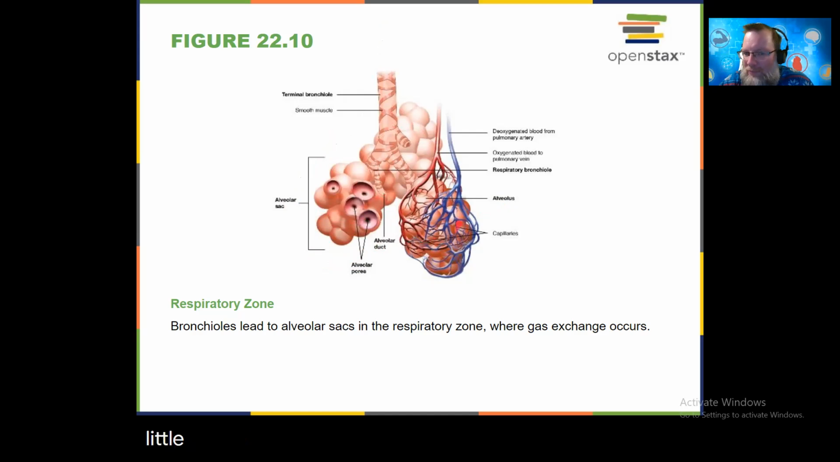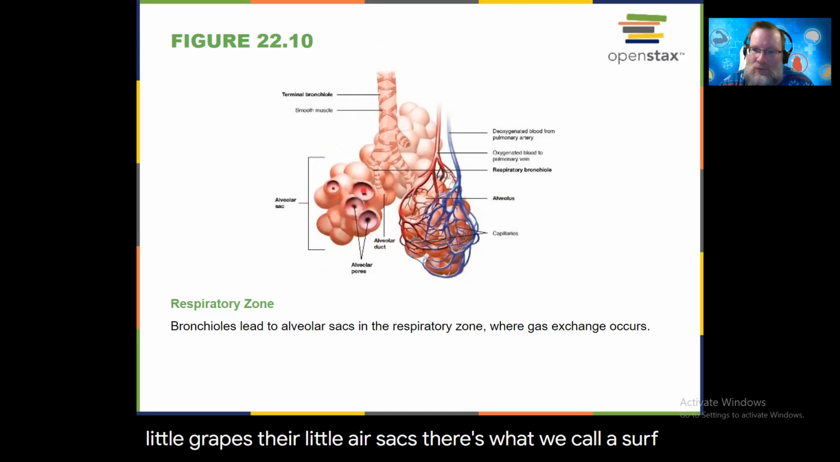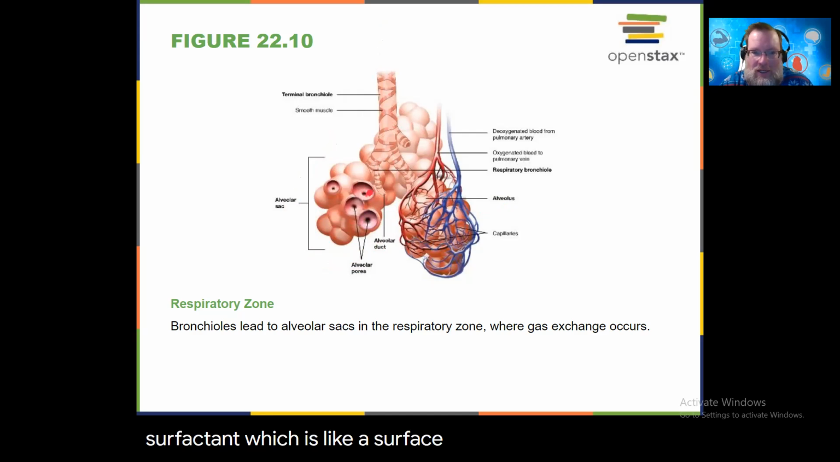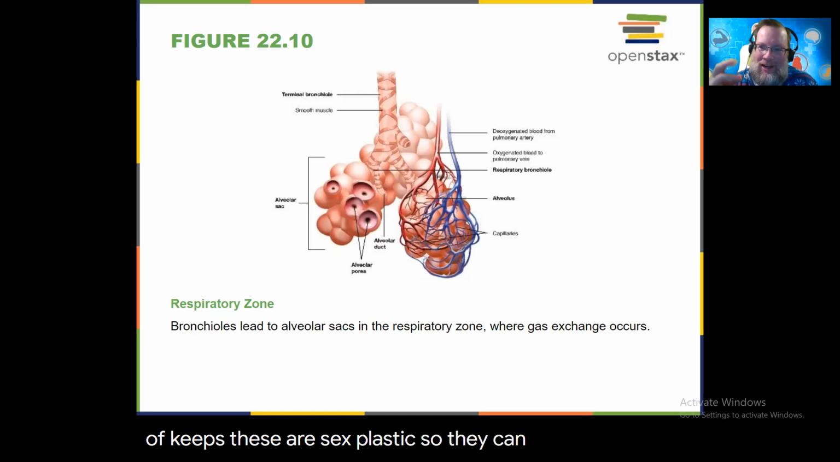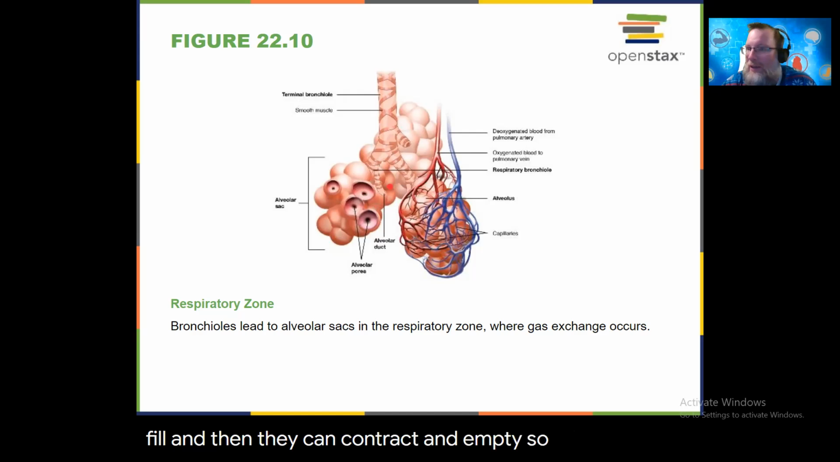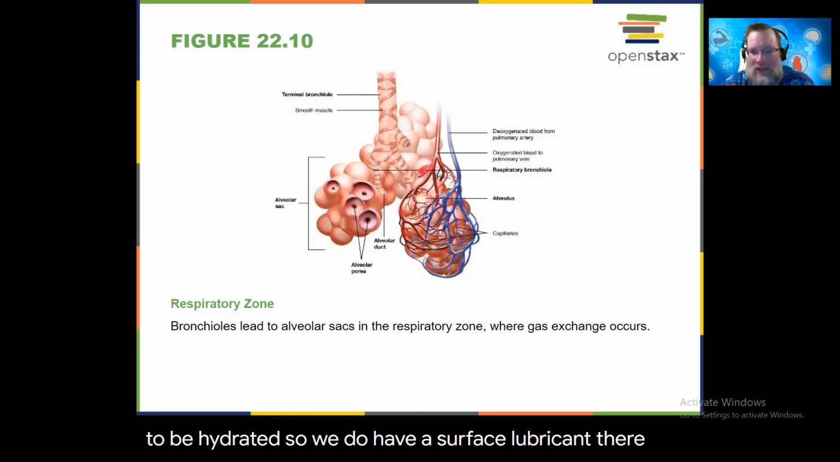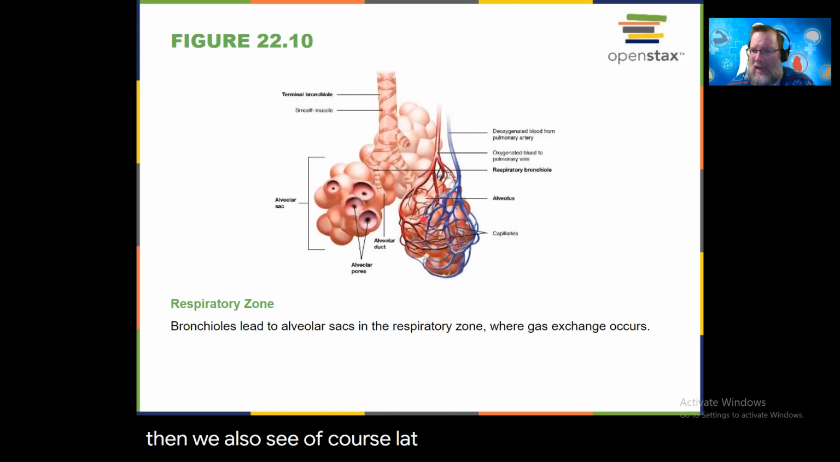These are like little grapes. They're little air sacs. There's what we call a surfactant, which is like a surface lubricant involved that keeps these air sacs flexible and elastic, so they can expand and fill, and then they can contract and empty. We need them to be hydrated. So we do have a surface lubricant there. And then we also see, of course, lots of capillary networks.